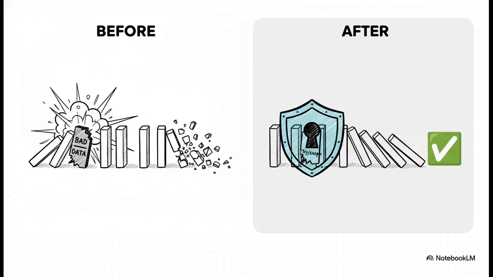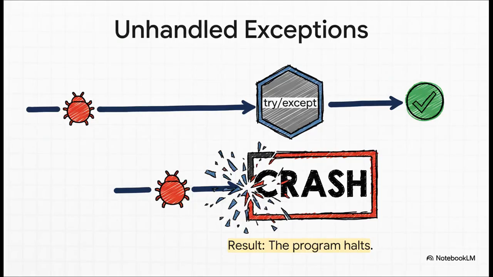That is powerful. And let's be super clear about this. What happens if you don't handle an exception? Well, either the error happens outside of a try block, or you don't have an except clause that matches that specific type of error. In both of those cases, the result is exactly the same. Your program halts, it crashes. And that's why these handlers are so critical.